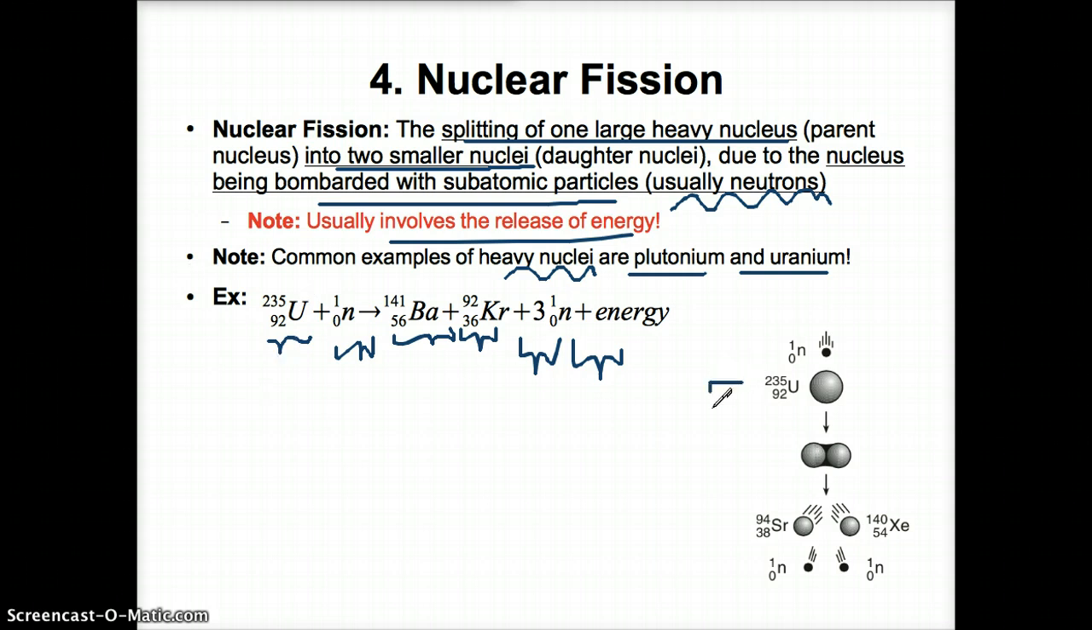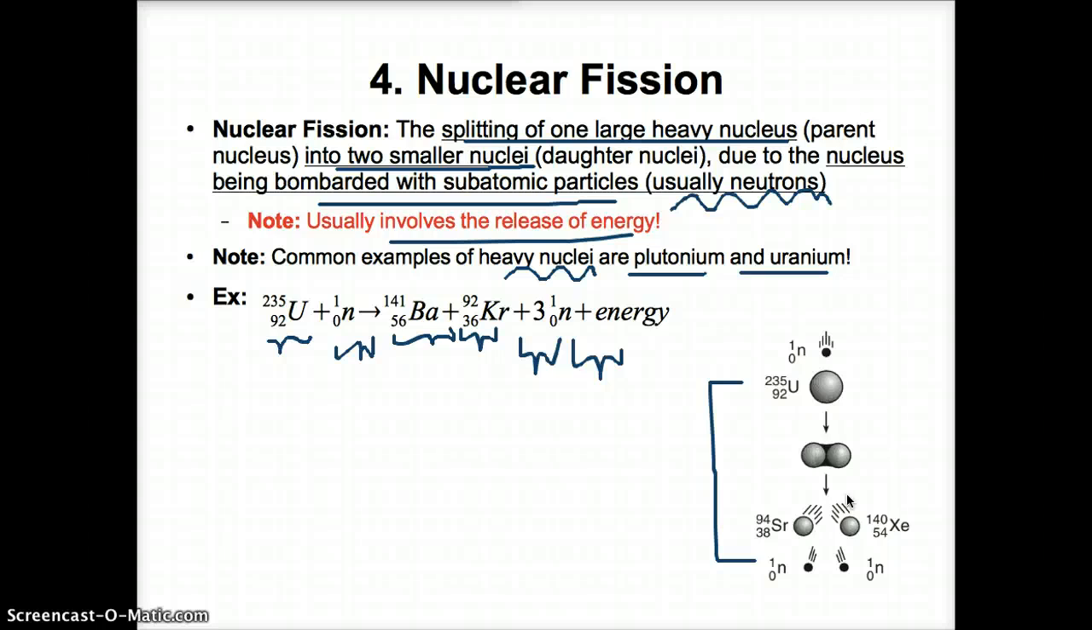Fission is also shown in a diagram here with one heavy nucleus, U-235, being hit with this neutron up here. So you're hitting a heavy nuclide and splitting it into these two smaller nuclei, Sr-94 with mass number 94 and atomic number 38, and Xe-140 with mass number 140 and atomic number 54.